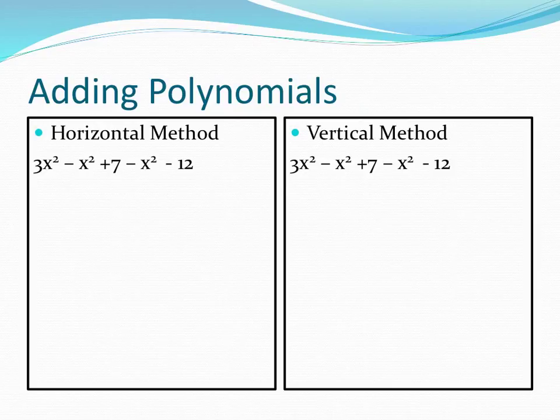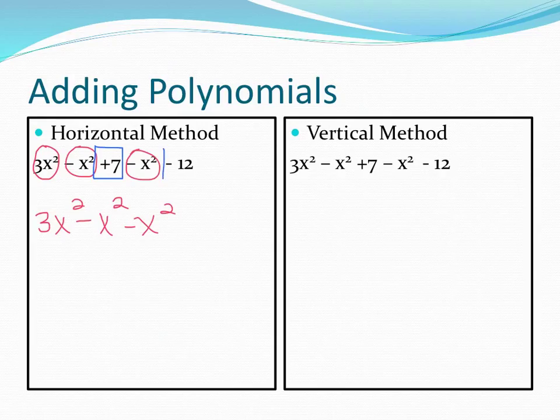Now, to add polynomials, we're going to show you two methods, the horizontal method and the vertical method. In the horizontal method, what we want to do is circle our like terms. So we have the 3x squared, the negative x squared, and the negative x squared. And we're going to write them out side by side. And we see we have constants. We're going to box those in because they are like terms. And we're going to write them out side by side. And remember, the sign that's in front of that number goes with that number.